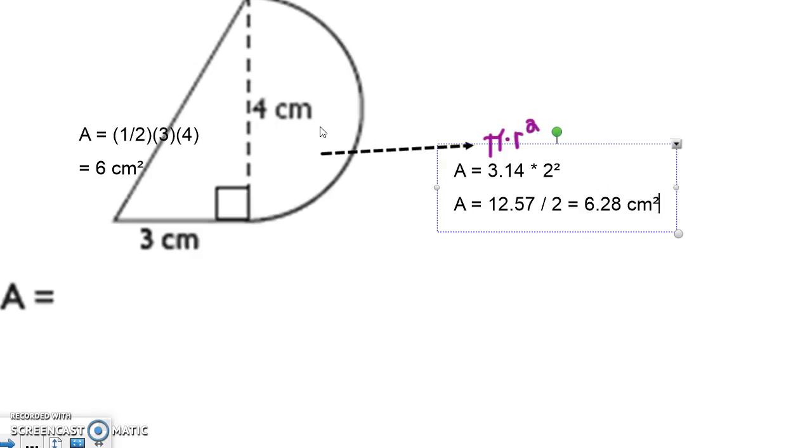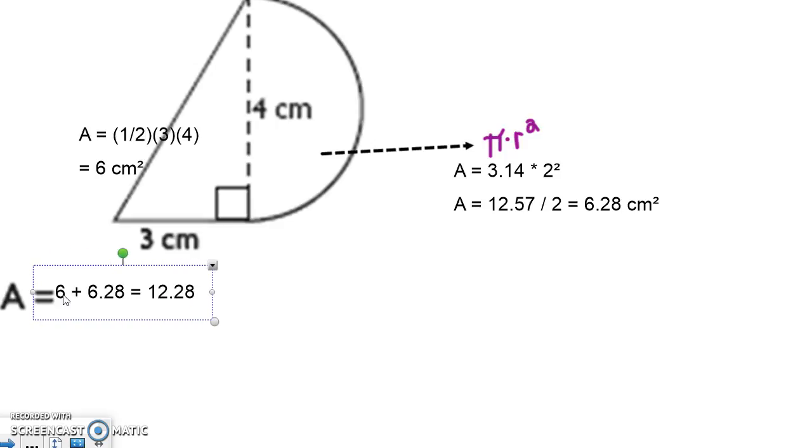centimeters squared. So to get our total composite area, we'll have our area of our triangle, which was 6, the area of our circle, which was 6.28, and our total area of this figure is 12.28 square centimeters. The biggest thing, and I forget this all the time, is you need to slow down. If you only want half of a circle, you have to remember to divide by 2.